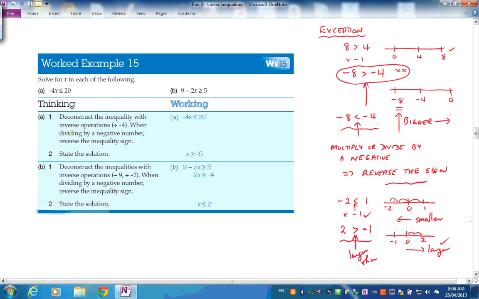It is now larger than -1 because it's over here. Okay, so you might try to understand that. However, you need to obey this rule. Multiplying and dividing by a negative means reverse the sign. Let's have a look at it. -4x is less than or equal to 20. x has been times by -4. We'll reverse that. We'll divide by -4. So this becomes x. The other side becomes 20 divided by -4.